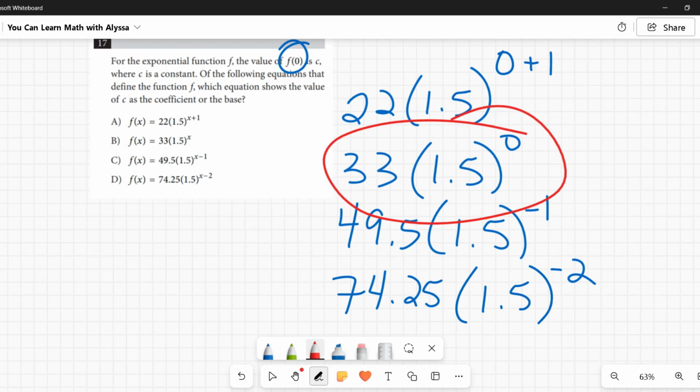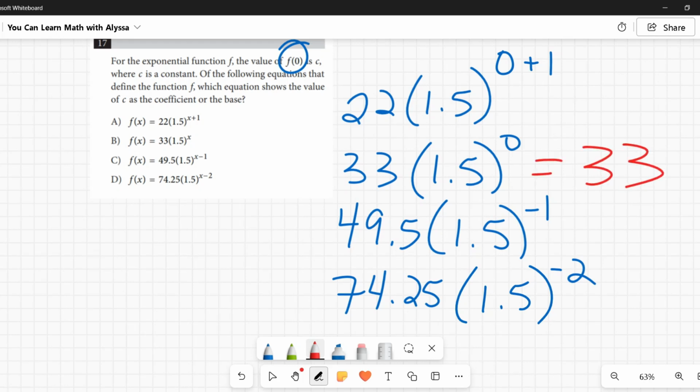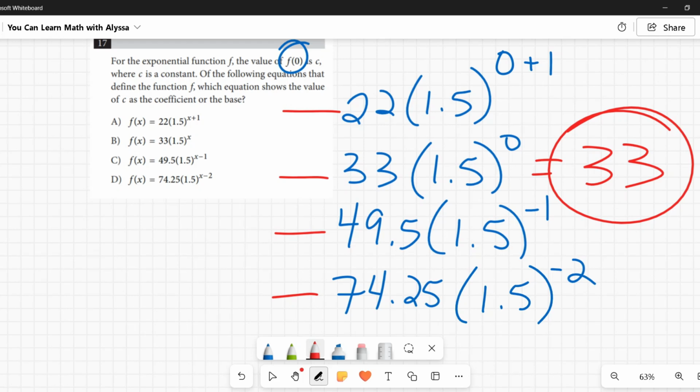Anything besides 0 to the power of 0 is going to be 1. So since it's 1.5 to the power of 0, that's just 1. 33 times 1 is 33. I don't need my calculator. Save myself a little time. And I already know now it says that all of these, when you put 0 in, you get the same constant, c. This is c. C being what you get when you plug in 0 and you do the math.